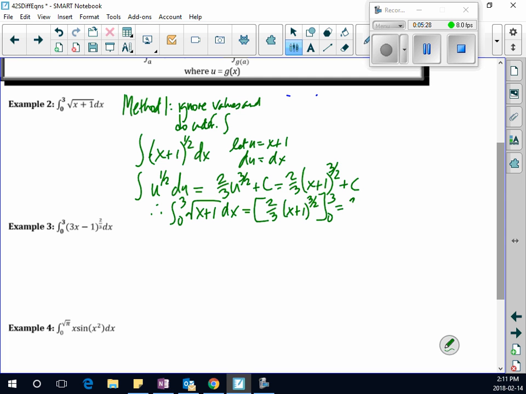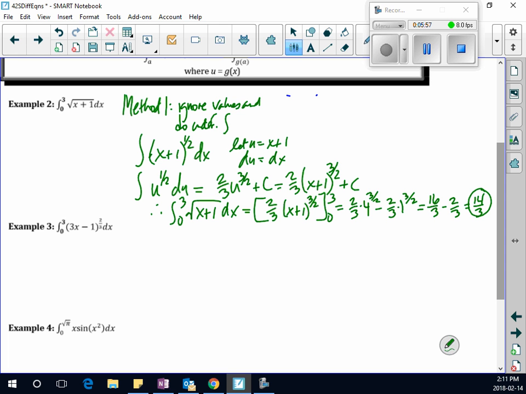So this would be 2 over 3. 3 goes in there. 3 plus 1 is 4. So times 4 to the power 3 over 2. Subtract 2 over 3 times 1 to the power 3 over 2. So the square root of 4 is 2. 2 to the power of 3 is 8. So that is 16 over 3. Subtract 2 over 3. 14 over 3.